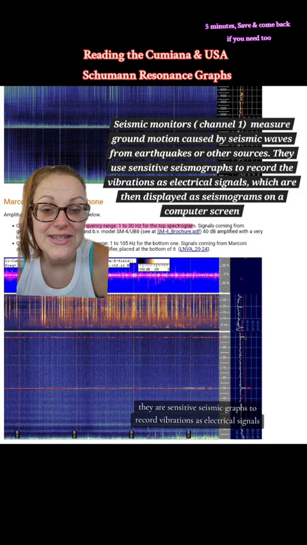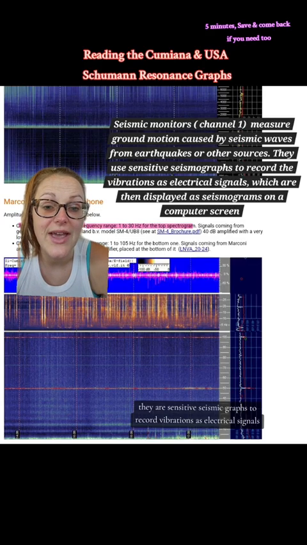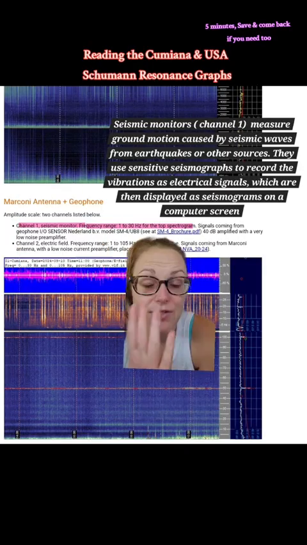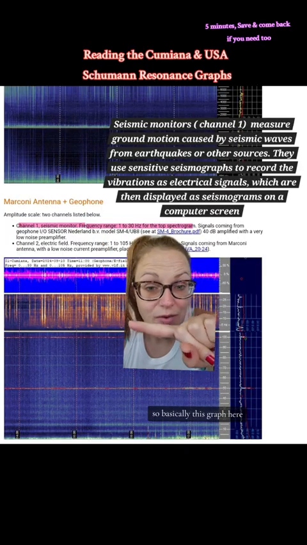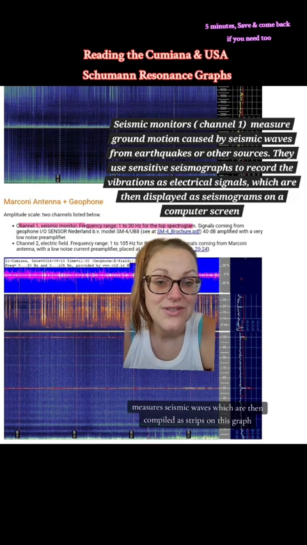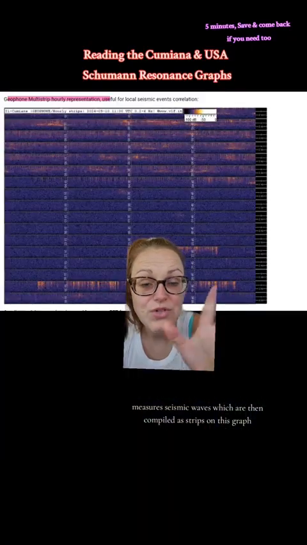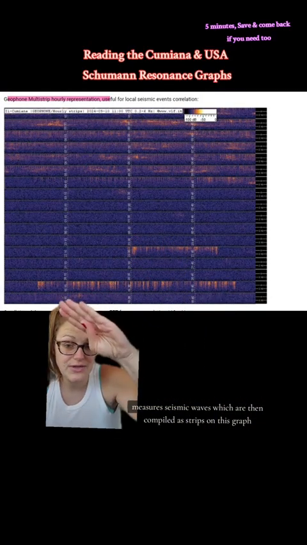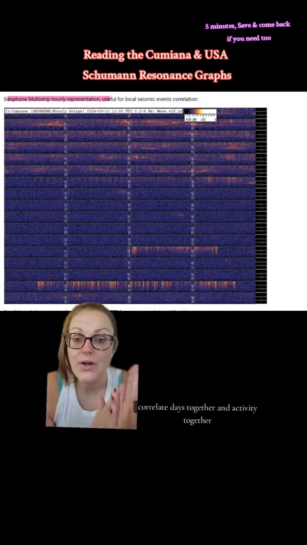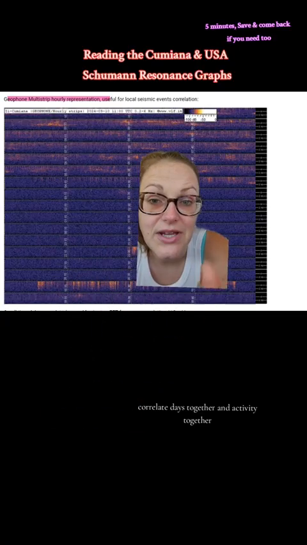They are sensitive seismographs that record vibrations as electrical signals, which are then displayed on the computer screen and on the graph. So basically, this graph here, channel 1, measures seismic waves, which are then compiled as strips on this graph so that you can correlate days together and activity together.